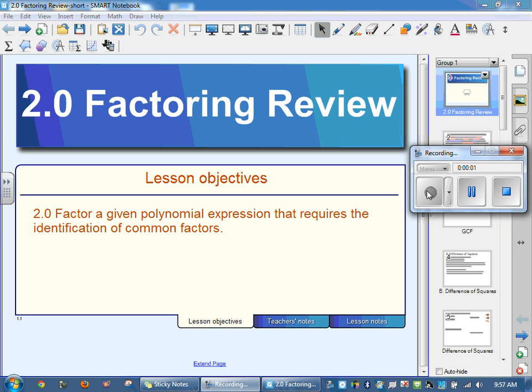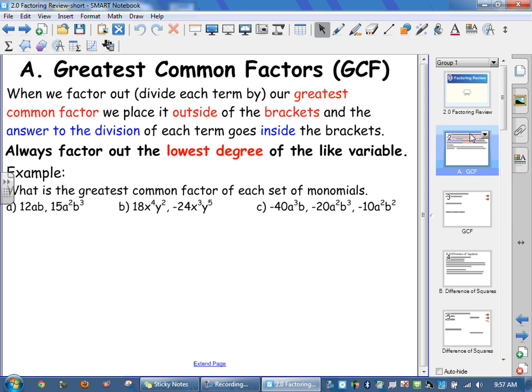First lesson 2.0, factoring review. This is our unit on rational expressions and rational equations. So you did this a lot in grade 11. Let's take a look if you remember what's going on for factoring.